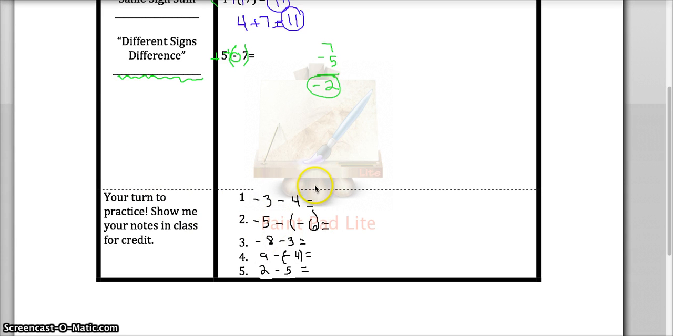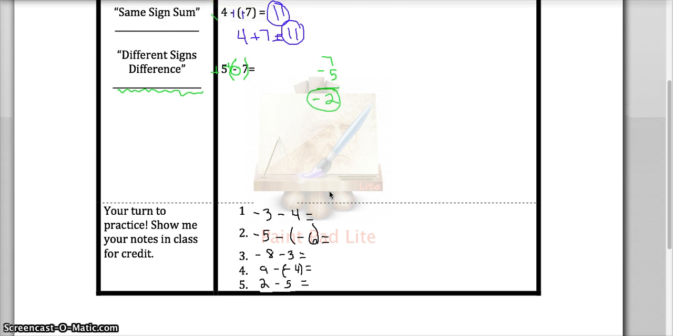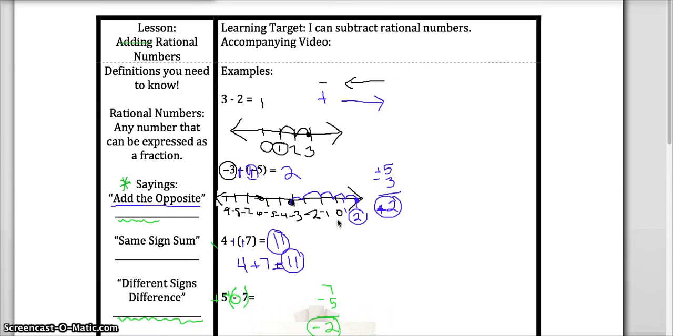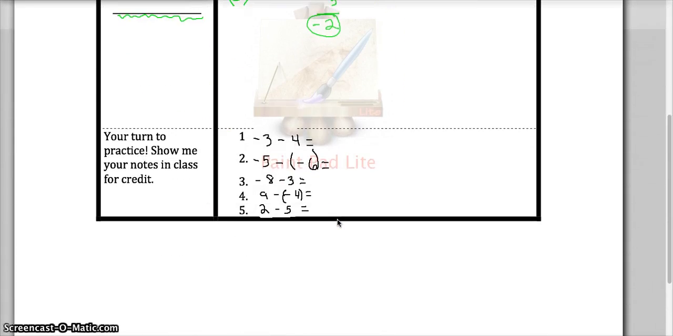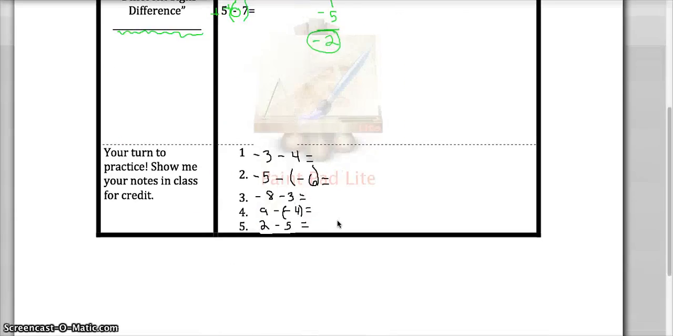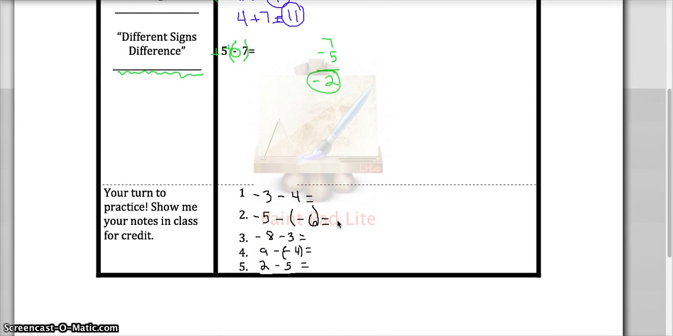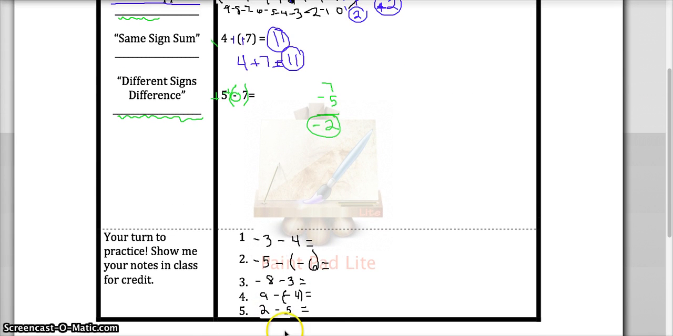I'll be typing them in the future, but negative 3 minus 4, negative 5 minus negative 6, negative 8 minus 3, 9 minus negative 4, and 2 minus 5. And go ahead and solve these problems, show your work so I can check them in class, and then I will be looking over all of your notes to make sure that you followed along with this video for your homework. All right, and please come to class with any questions that you might have. I'll leave this here so you can pause the video and copy down the problems.